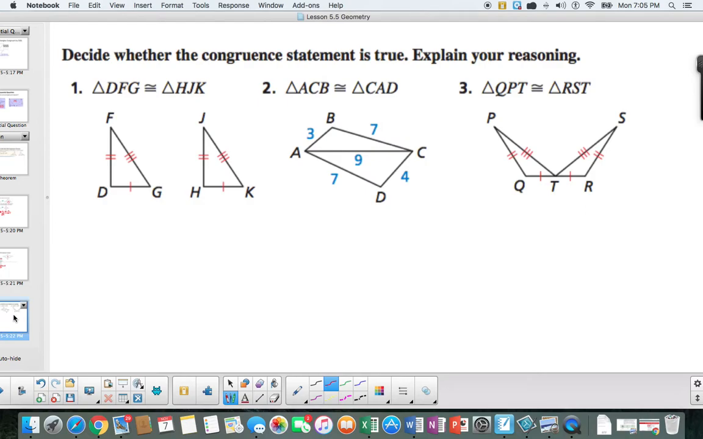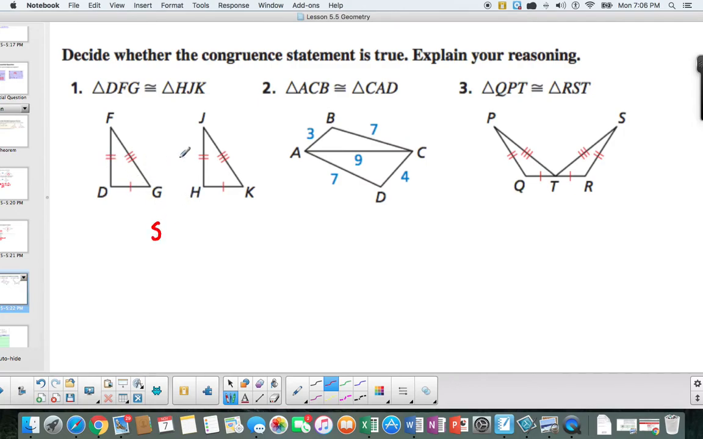All right, decide whether the congruence statement is true. Explain your reasoning. Okay, you can see that we have a pair of sides, another pair of sides with 2 tick marks, another pair of sides with 3 tick marks, and let's see if we have the letter order in the right order. Okay, D is between the 1 and the 2 tick mark, H is between the 1 and the 2 tick mark, F is between the 2 and the 3, J is between the 2 and the 3, so the letters are in the right order, so the answer is yes.